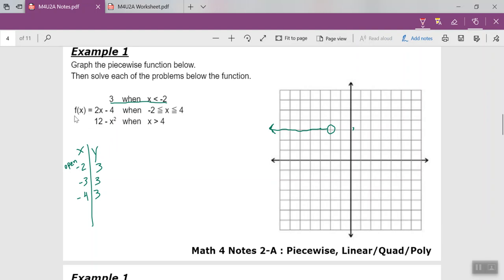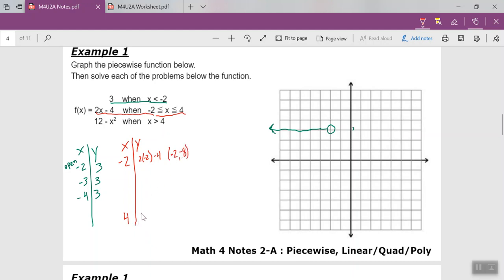Now we'll pick up this next guy. And we can do a t-chart, which is going to start at -2. Now this one's not open. And it goes all the way down to +4. Now, when I stick a -2 in that equation, I get -4 minus 4 is -8. -2, -8 is going to be my starting point.